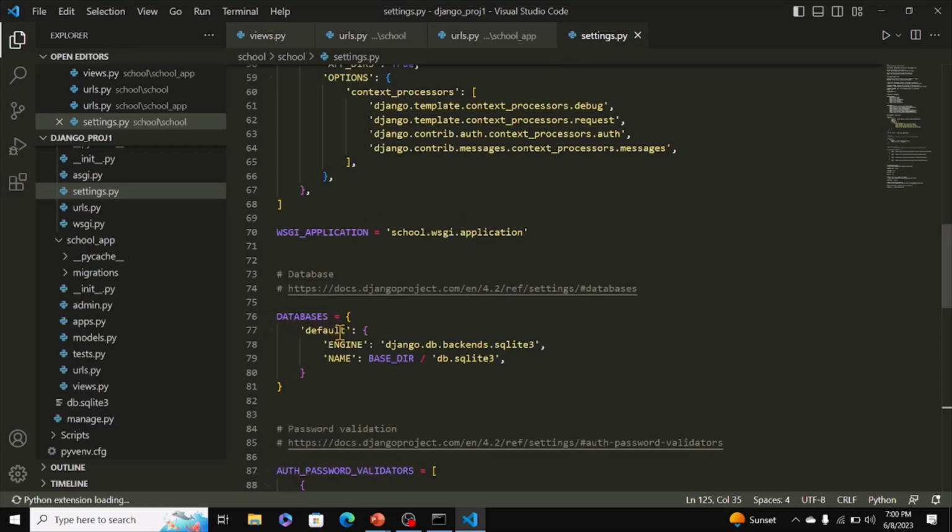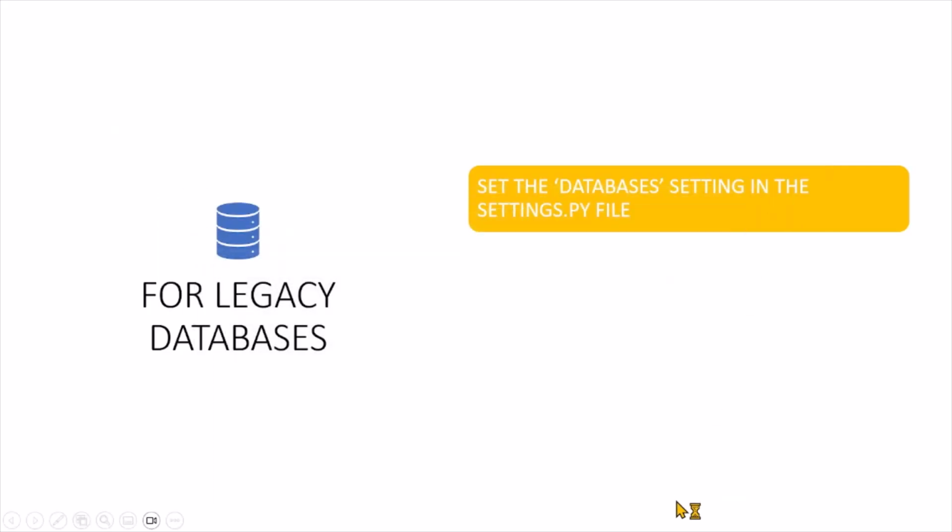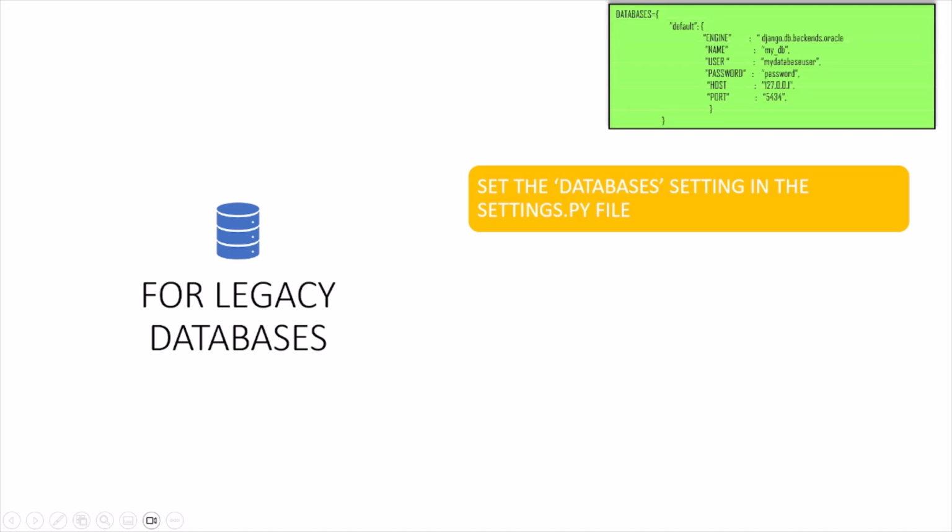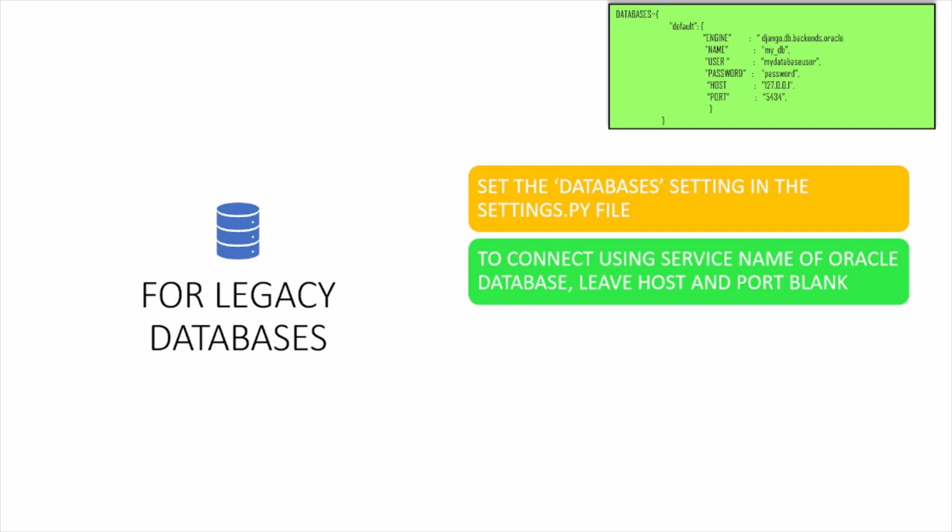If you look at databases, it has already been set to work with SQLite, right? Now, if, for example, you're using Oracle, then you need to put in settings like these, right? So the engine, the name of your database, and the name should be already in the tnsnames.ora file. User, password, host, and port, you can leave as blank if you're using the service name to connect to Oracle. However, if you're using the SID or the site identifier, then host and port need to be filled in.